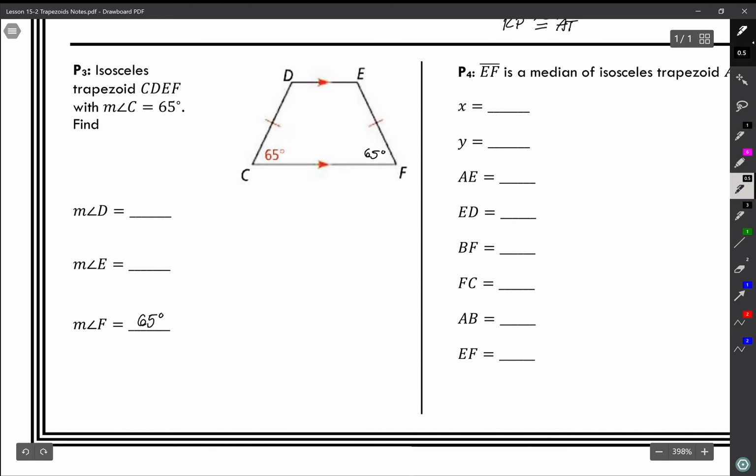Okay, now these two angles will always be supplementary. I know we didn't talk about that, but they are. Consecutive angles between the bases are supplementary. So this is going to be 180 minus 65, which will give me 115. Yes, 115. And then this one's also 115. And that's easy as that because we know the base angles are congruent.